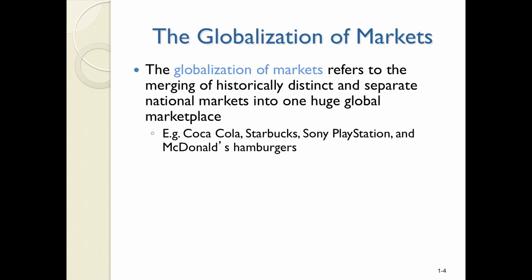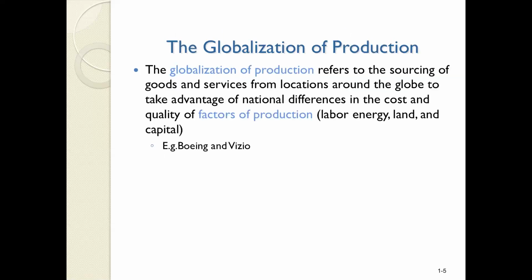So for the first, globalization of markets, it basically refers to firms now being able to sell to multiple international markets, not just sell in the domestic market. And for globalization of production, it refers to firms not just selling to different international markets, but also allocating their supply chain activities to different countries' locations based on the location's advantages.